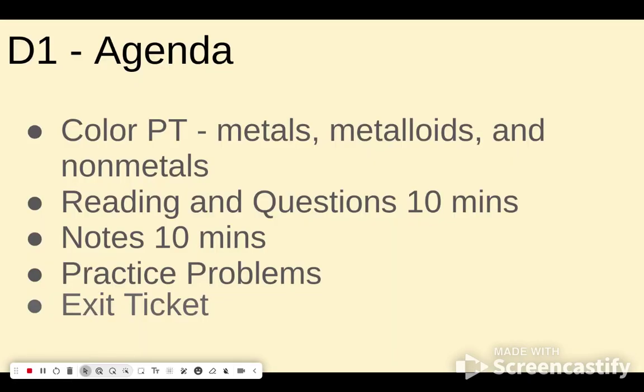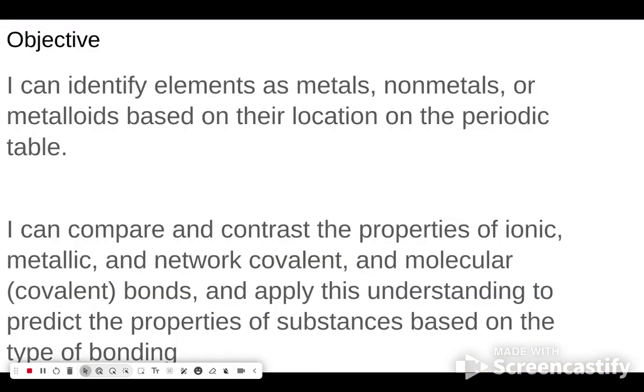Today we're going to start our intro to bonding note using the periodic table. So we're going to color the periodic table, then you're going to do some reading with questions, then you have some notes to copy down, and then some practice problems.